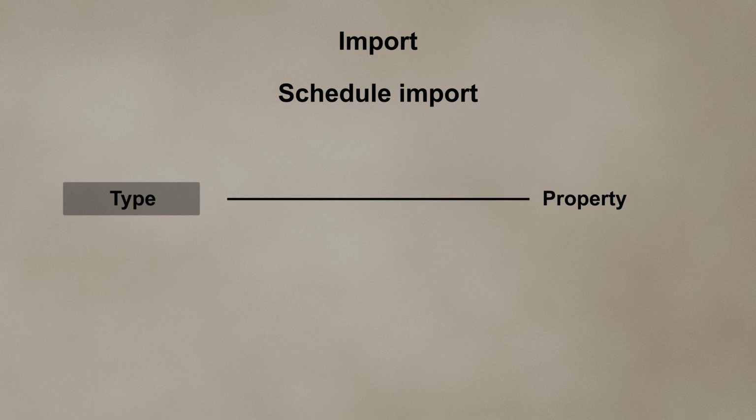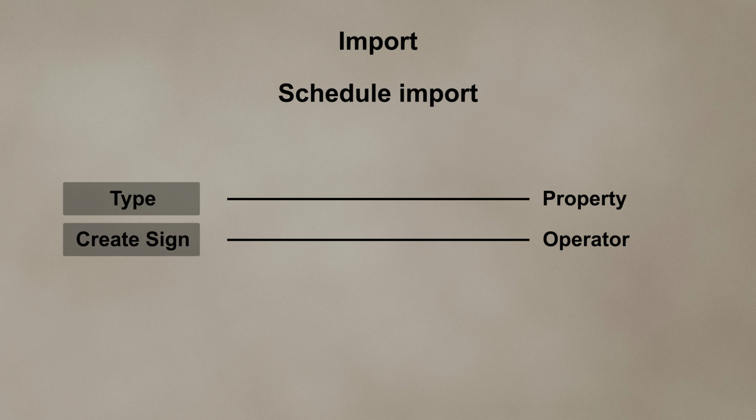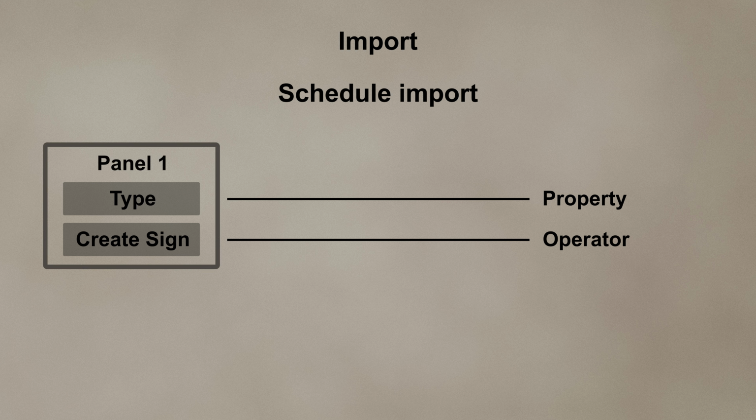I need a property that stores the value single post or double post, chosen by the user. I need an operator that creates the sign. That means creating a new object and assigning the node group. This operator will read the previous property to apply the correct modifier, so the selected type of sign is generated. I need a panel to display this property and the operator.